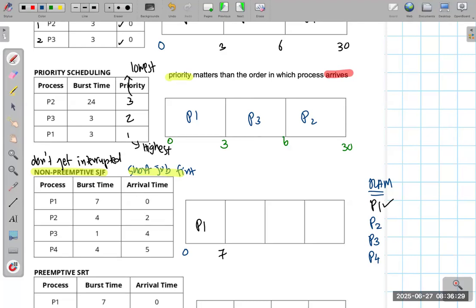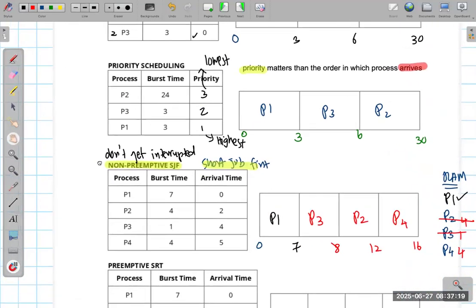At time 0, only P1 has arrived. Even though another has the shortest remaining time, we will not give it. The CPU will check based on the remaining times: 4, 1, 4. So we'll try to finish the smallest one quickly. Shortest job first. P3, 8. Then we see P2 and P4. If shortest job doesn't decide, the earliest arrival is P2 and then P4, 12 and 16. Do you understand this? The shortest time process will be taken in, and then you check the other processes one by one.